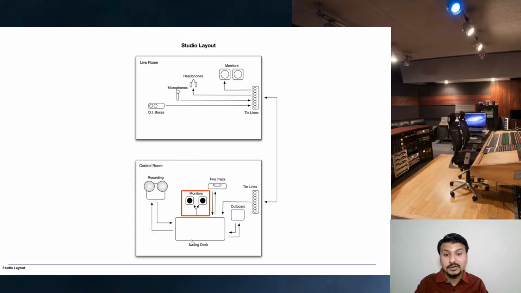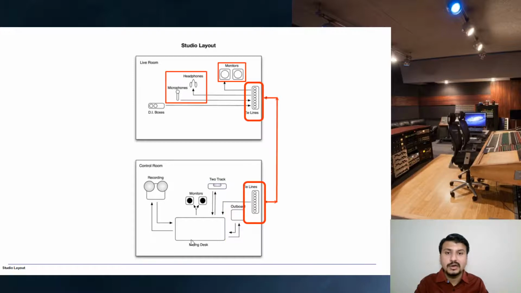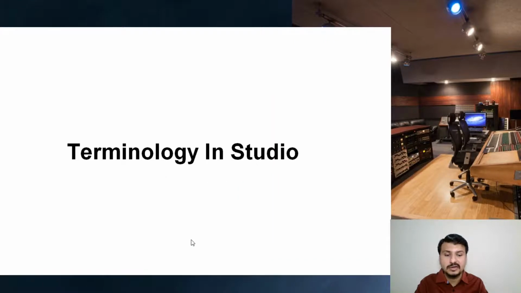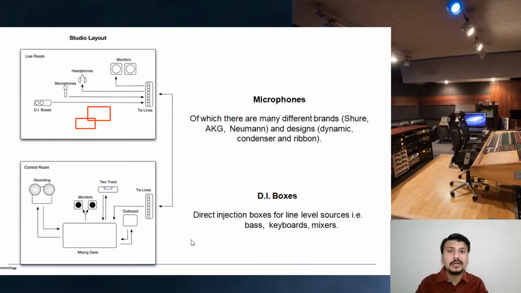This is the monitor, the screens. You can see the wave, you can change the wave, and give commands. It's a two-track and it's outboard, and on the upper side you can see the microphone, headphone, lines, and monitors. Now let's see the terminology that I have used in the studio layout.